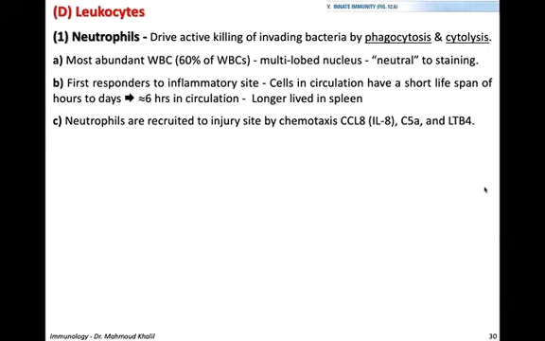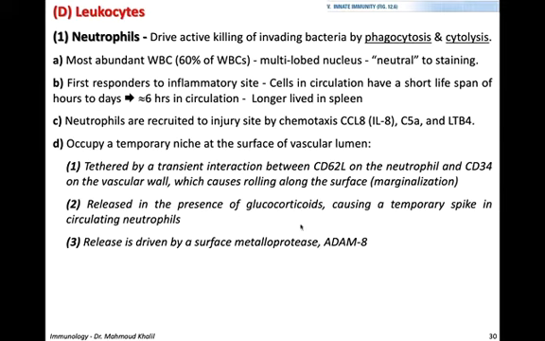They have a longer lifespan in the spleen, while the neutrophils are recruited to injury sites by the process of chemotaxis through compounds like CXCL8, which is interleukin 8, as well as C5a and LTB4. They can occupy a temporary niche at the surface of the vascular lumen. They can be tethered by a transient interaction between CD62L on the neutrophils and CD34 on the vascular wall, which causes the process of rolling along the surface and the process of margination. They can be released in the presence of glucocorticoids, causing a temporary spike in the circulating neutrophils. And as well, the release is driven by a surface type of protease, a surface metalloprotease, which is ADAM8.